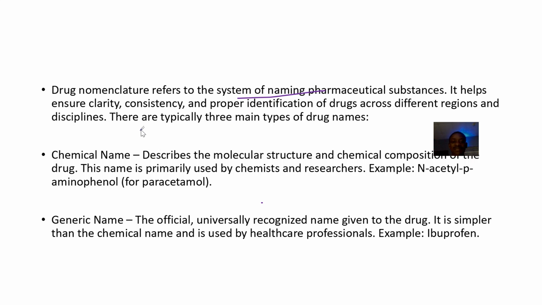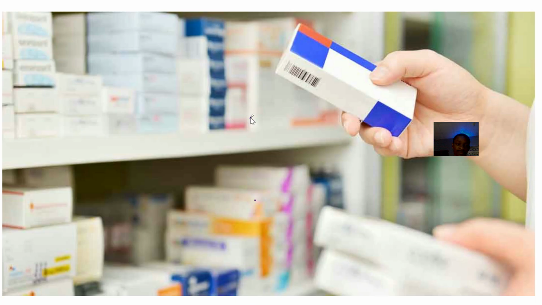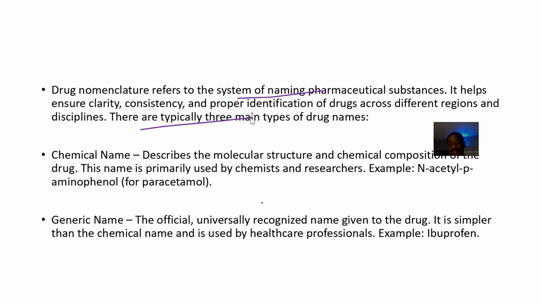There are typically three main types of drug names. We have the chemical name. This one describes the molecular structure and chemical composition of the drug, and it is primarily used by chemists and researchers. For example, for paracetamol, the chemical name is N-acetyl-P-aminophenol.